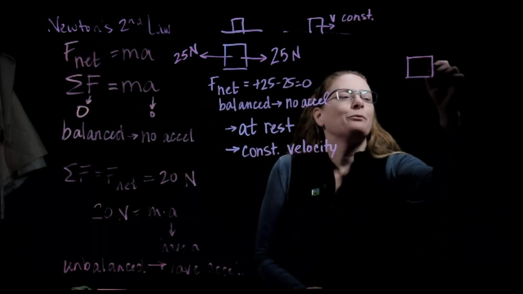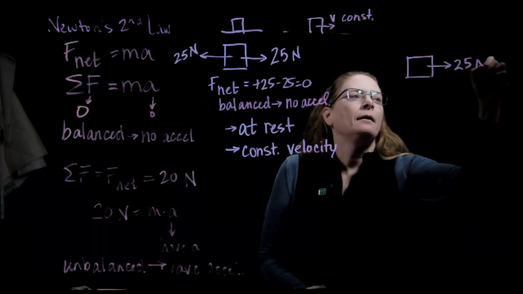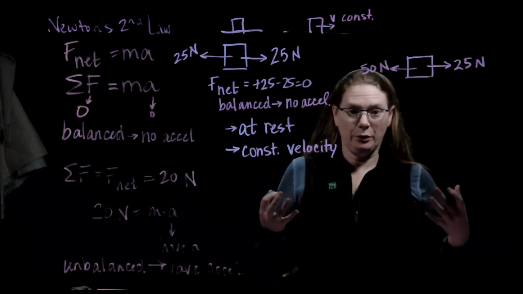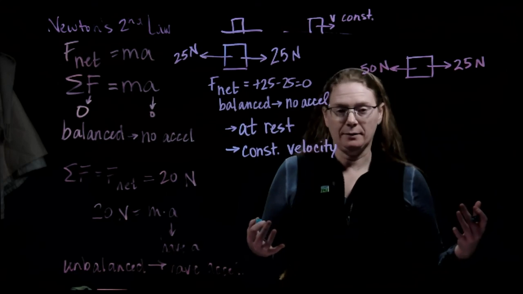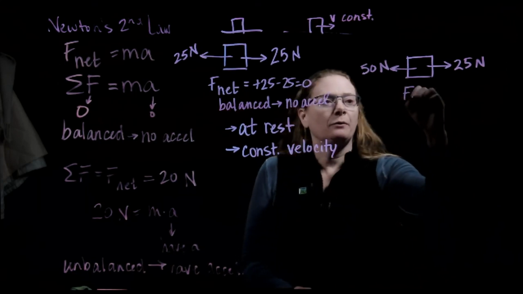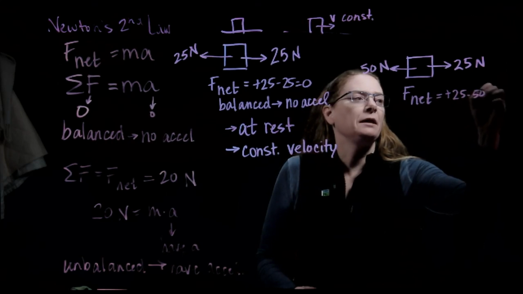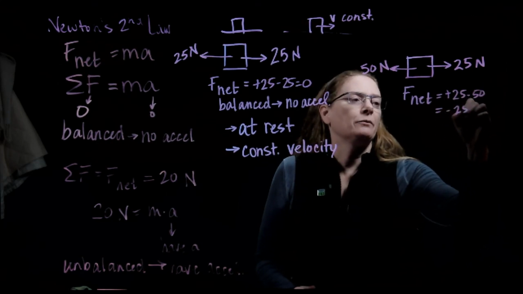How about if we go 25 this way and 50 this way? Looking at that, they're not balanced. They don't add up to zero. So if we do the net force, it's going to be plus 25 minus 50. The net force is negative 25 newtons.